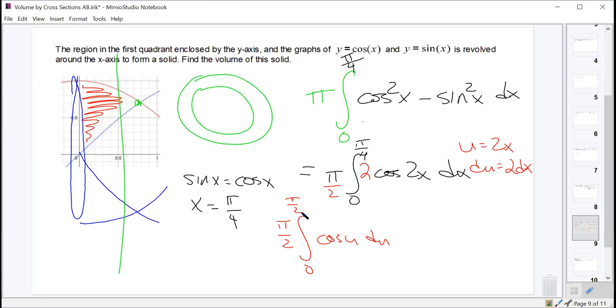Good? People at home good? Yeah. People here good? Yeah, right there, Riley. You look. Because these are in terms of x, and this is all in terms of u. So we have to convert the limits from x values. Good? All right, so what's the integral of cosine u?